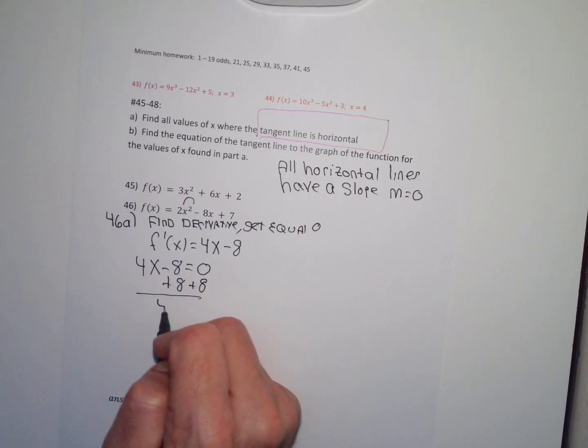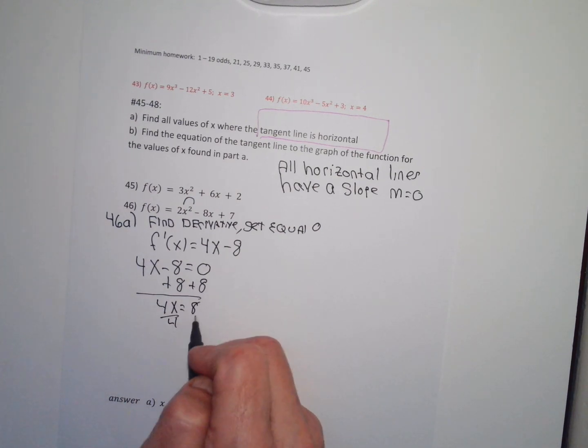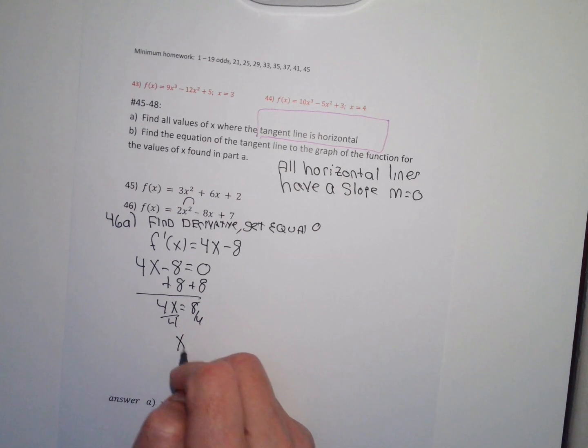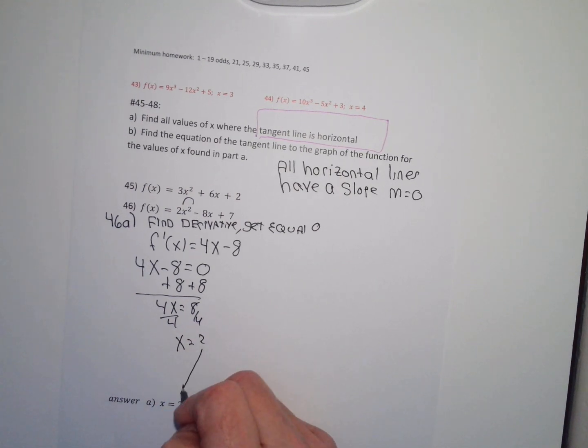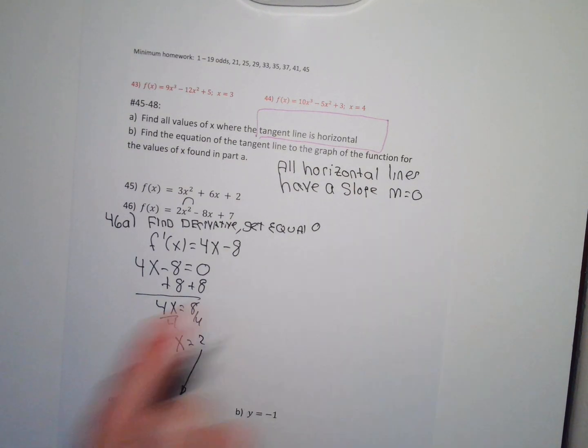This gives me 4x equals 8, and when I divide by 4, I get x equals 2. The answer to part A is x equals 2. I say when x equals 2, the tangent line has a 0 slope. And how can I show that?